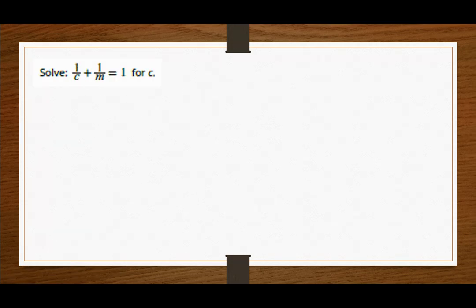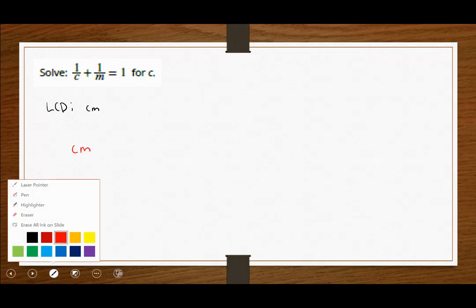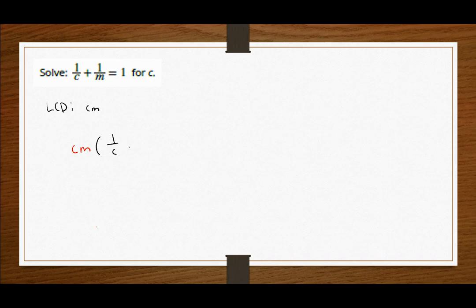This is an instance where we're asked to rearrange the equation and solve for c. So I've actually got to consider my LCD in this case. Because there's multiple denominators, we can just multiply them together to get the LCD Cm. If I take and multiply everything by that LCD value, what's it going to look like? So we get Cm times 1 over C, Cm times 1 over M, and Cm times 1.